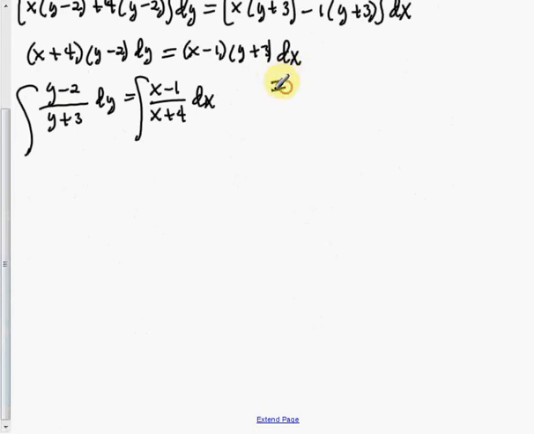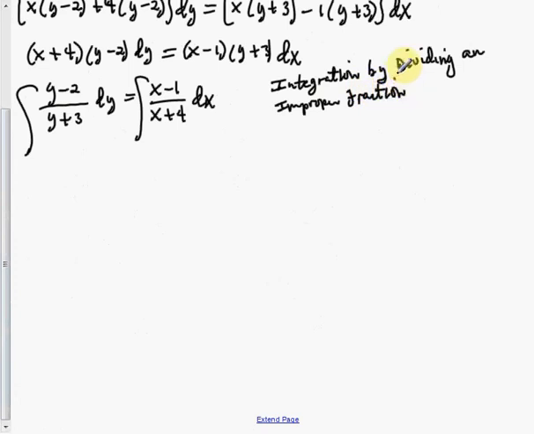So here, this is integration by dividing an improper fraction.